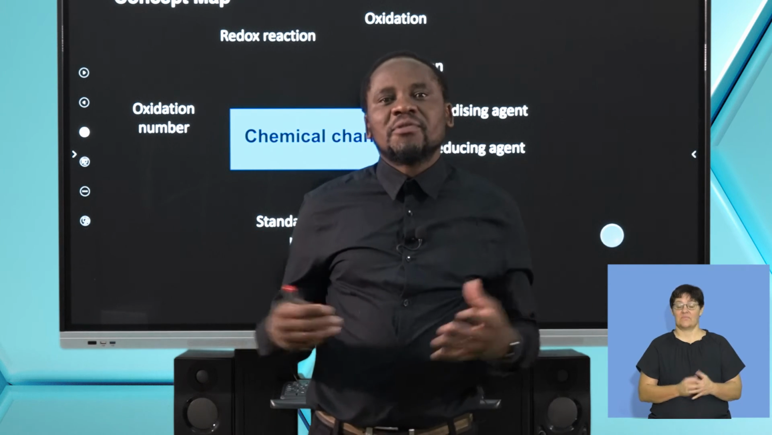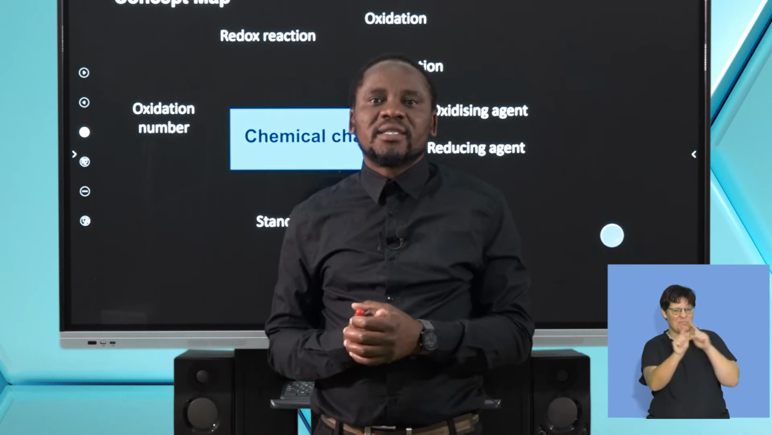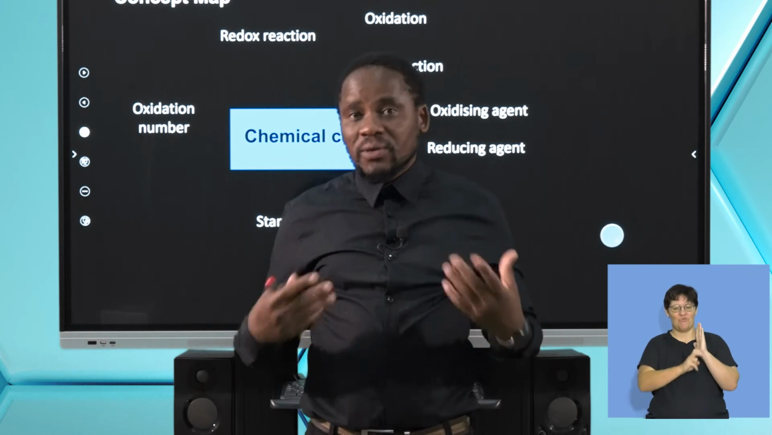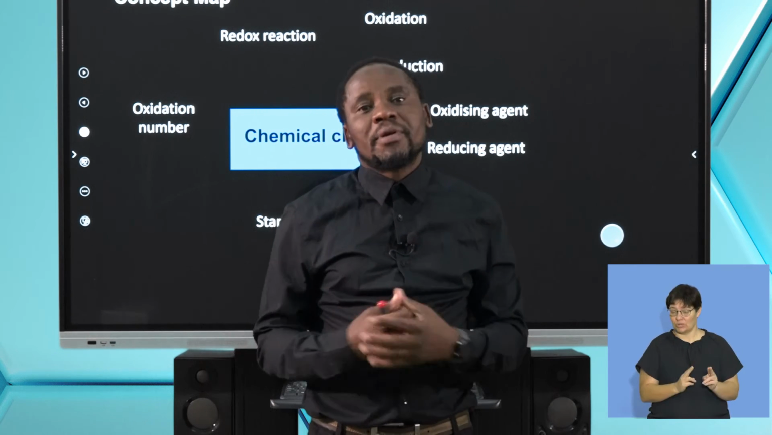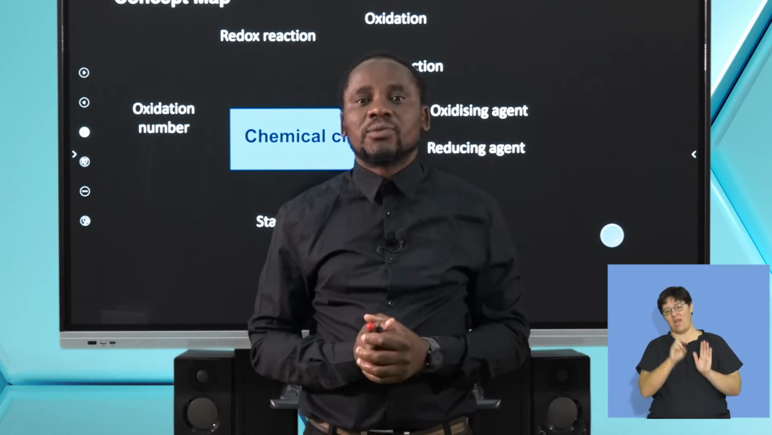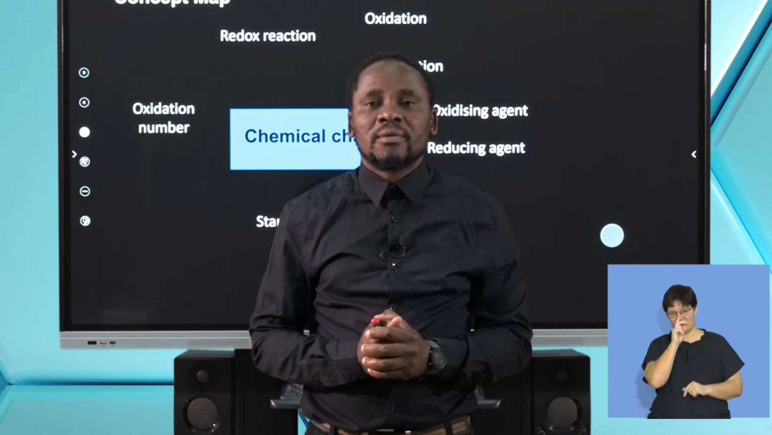Okay, so these are some of the examples in as far as applying the rules for assigning oxidation numbers. We shall take a short break for now. When we come back, we'll look at more practical examples so that we can apply these rules. Let's take a short breather for now.